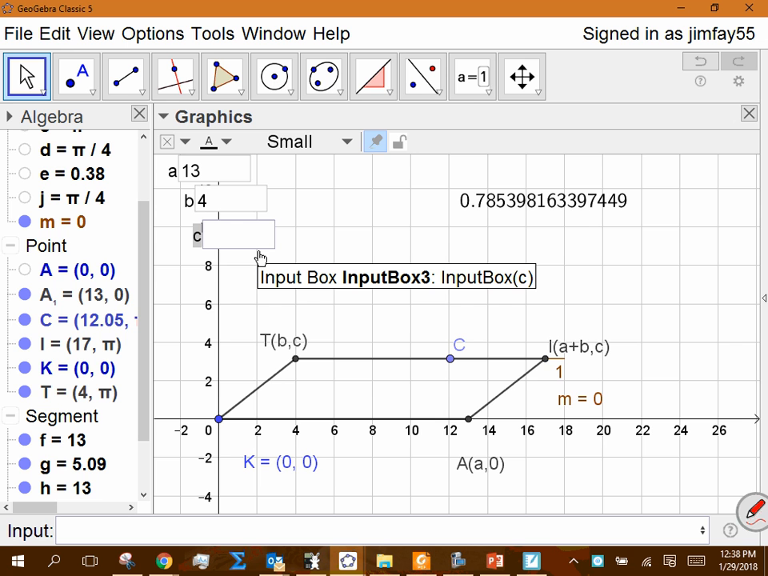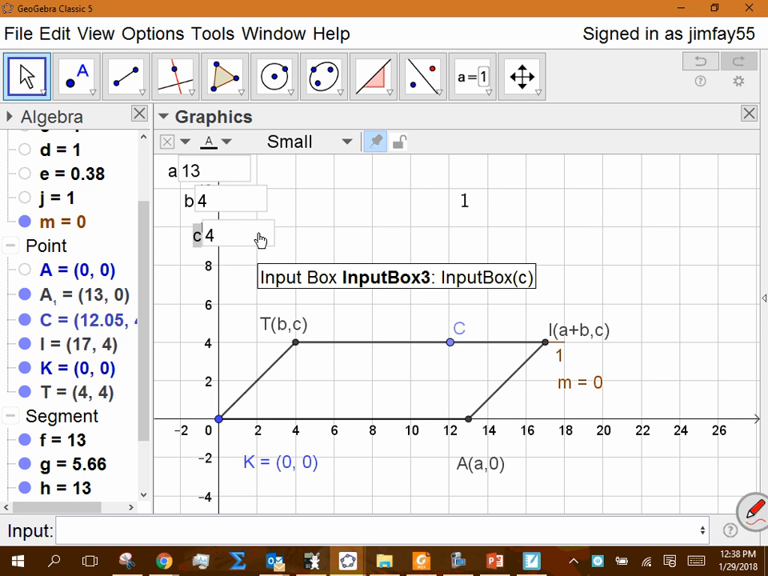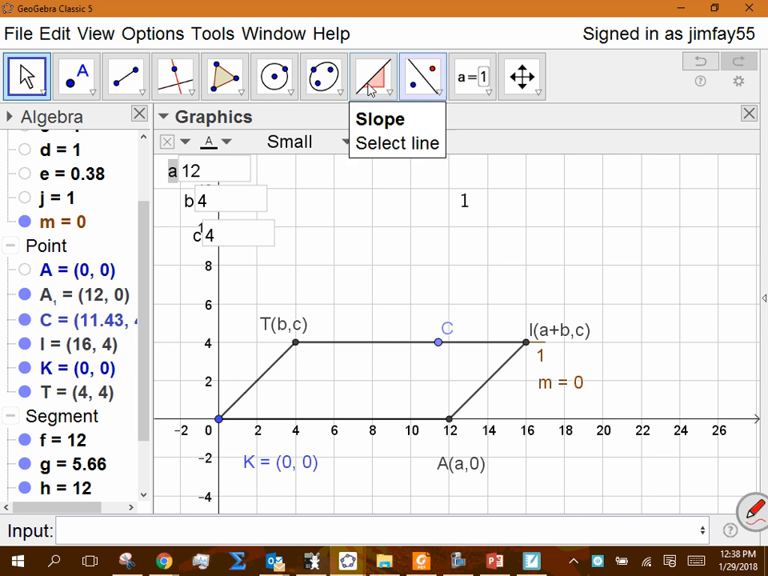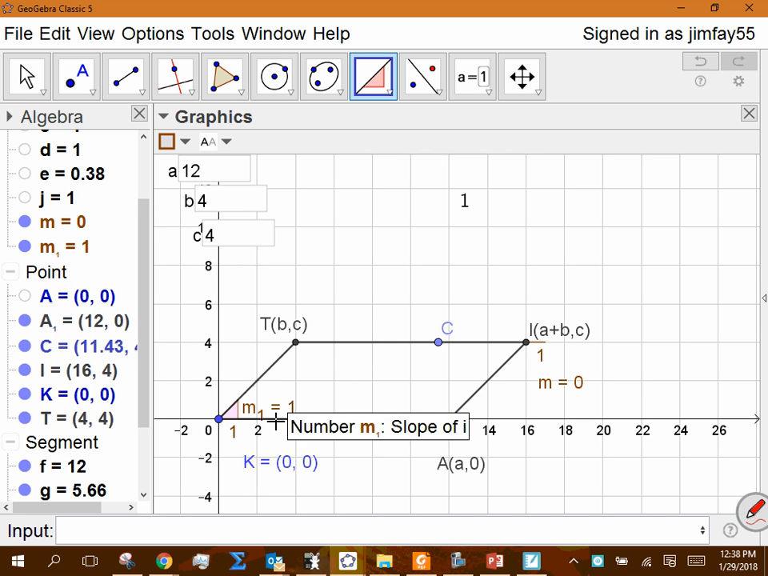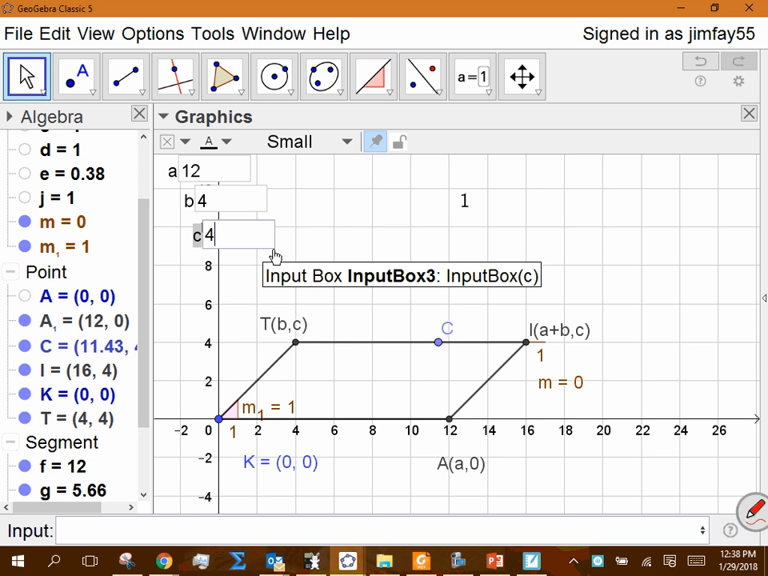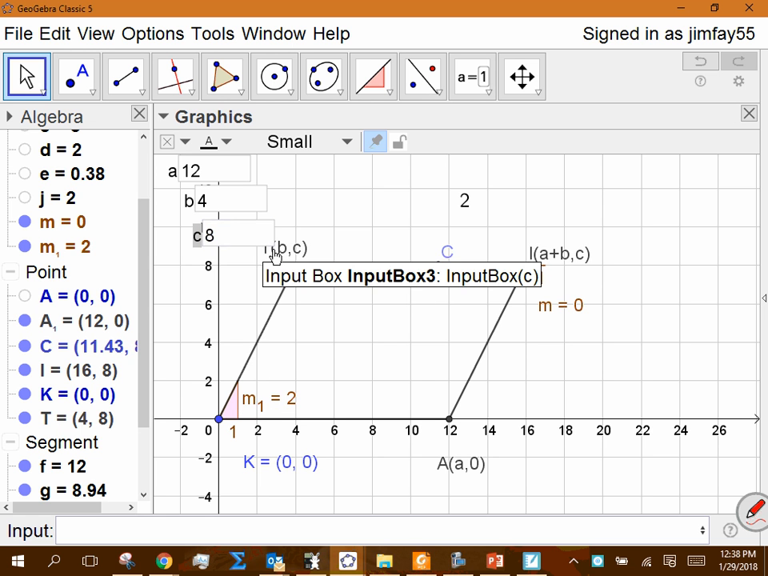Let's go back to saying this is maybe 4. Let's do some things that are easy to divide, common factors. If I look at the slope of that line, you see it's 1. Well, where does that 1 come from? It's the B divided by C. If I divide those, that's that number right there. That's GeoGebra doing that calculation. Well, what if C was 8? 8 divided by 4 is now 2.